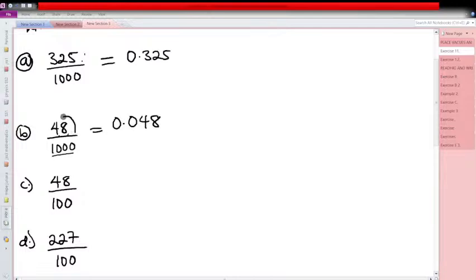So when you move it this way, it becomes 1, 2, and 3. So you put another 0 here. So this becomes 0.048. For B, this is what you get. So take that correction.